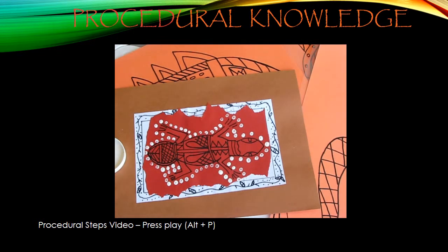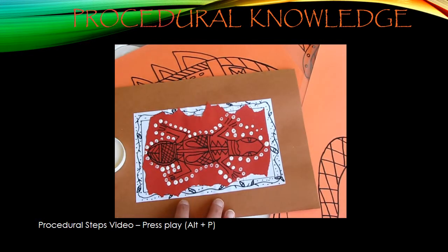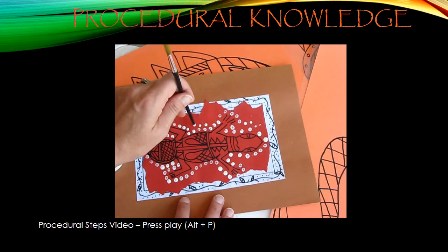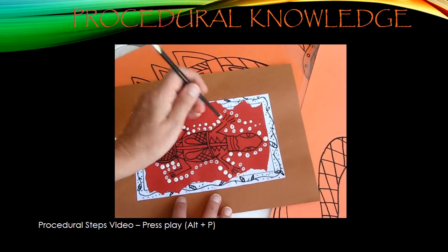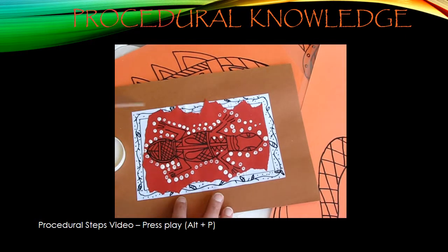If I take the ferrule end, you see how I get nice smaller dots. Okay, so I'm going to do some smaller ones on the inside.